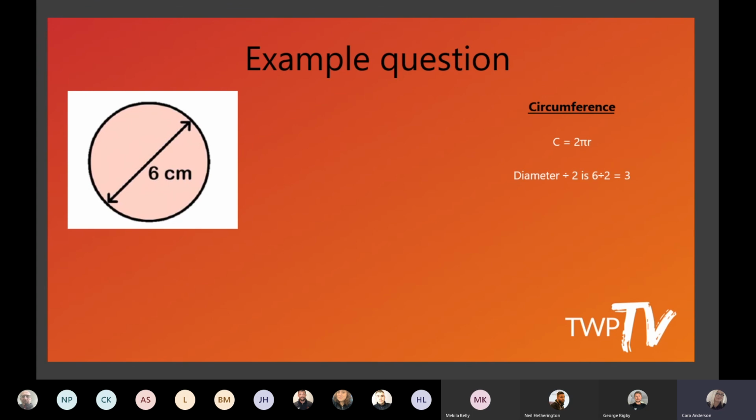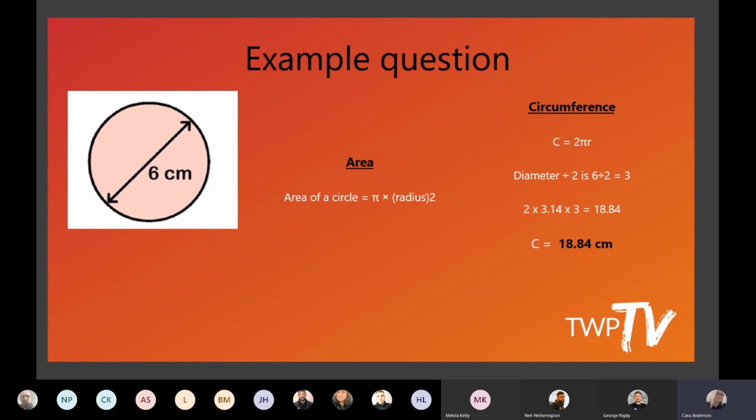So the diameter divided by 2 is going to be 6 divided by 2, which is 3. So now we know what the radius is. We can then do 2 times 3.14, which is your pi, in case you didn't get that, times 3, which is 18.84. So the circumference is 18.84.